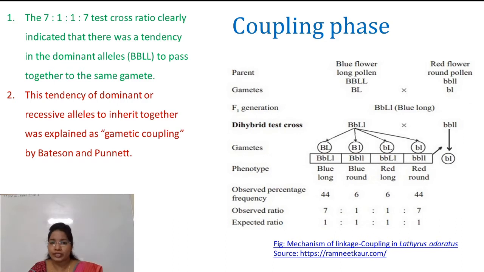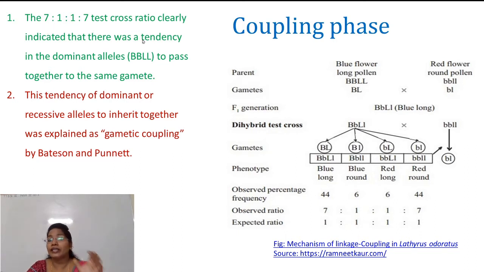So in the F2 generation, the expected ratio of a dihybrid test cross is 1:1:1:1. We know that. But Bateson and Punnett found, instead of the 1:1:1:1 ratio, a 7:1:1:7 ratio, and this is unexpected. So what is the reason behind that? They didn't know.